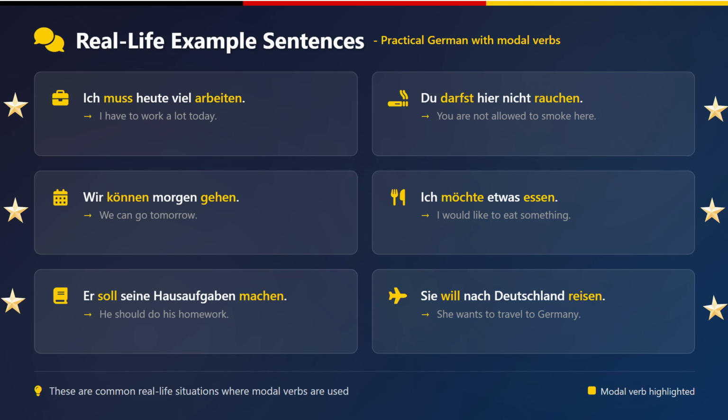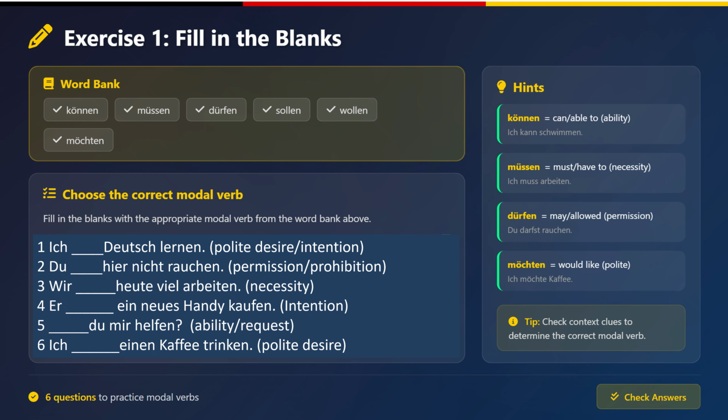Sie will nach Deutschland reisen, which means she wants to travel to Germany. Notice that the modal verb is highlighted in each sentence. These practical examples will help you remember how to use modals naturally in speaking and writing. Let's do the first exercise together. Fill in the blanks. Here is the word bank.